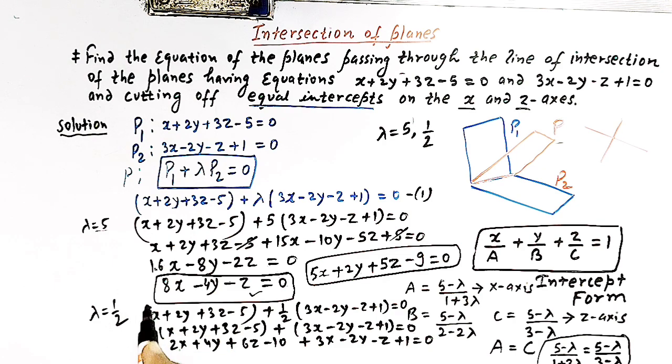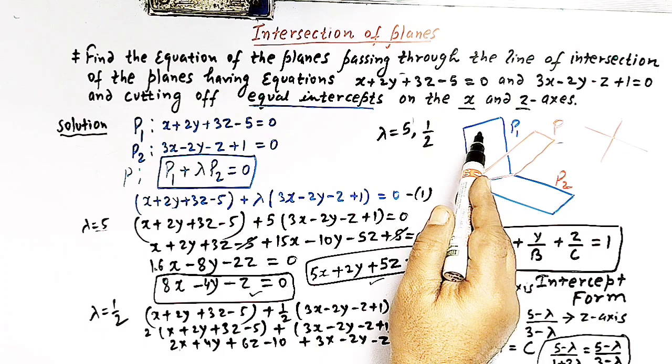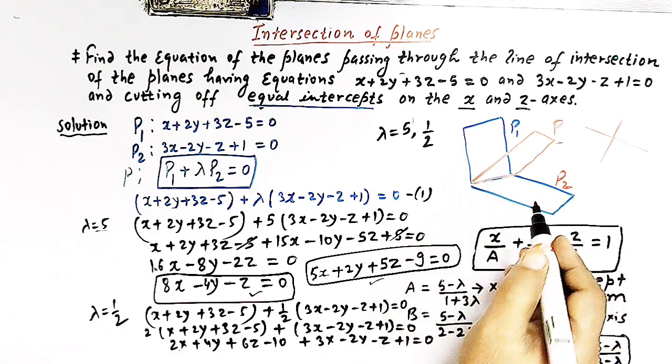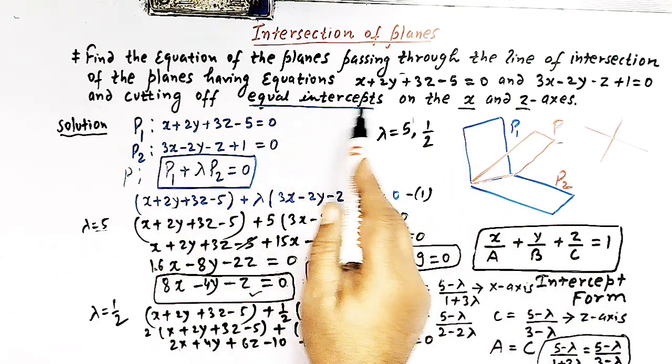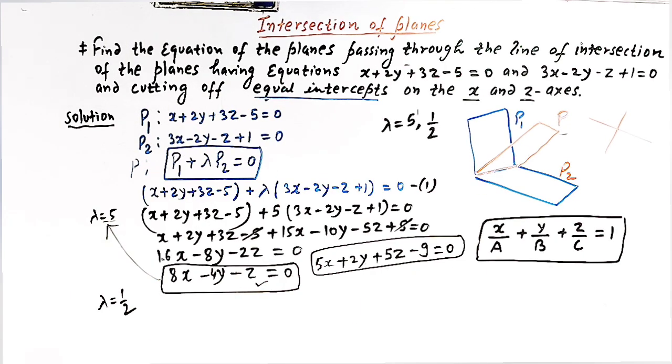So here we have two equations of the planes. It means there are two planes which pass through the line of intersection of these two planes, that is P1 and P2, and cutting off equal intercept on the x and z axis. So this equation corresponds to lambda is equal to 5, and this equation corresponds to lambda is equal to half. So here the two planes are given by these two equations.